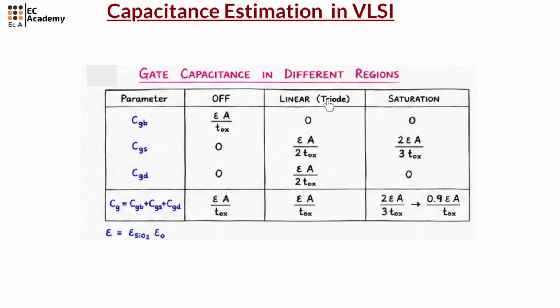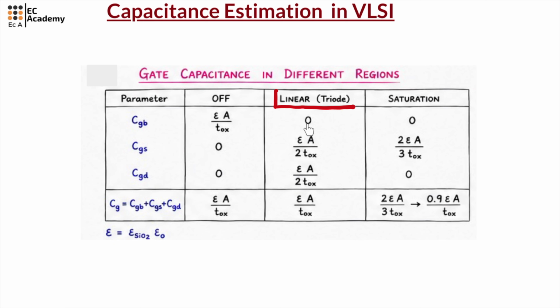This table shows three different regions: off, linear and saturation region. Let us understand them one by one. When the transistor is off, CGB will be equal to epsilon times A divided by TOX, where epsilon is equal to epsilon SiO2 times epsilon naught, and approximately CGS and CGD in the off state will be equal to 0. Therefore, total gate capacitance will be equal to epsilon A divided by TOX.